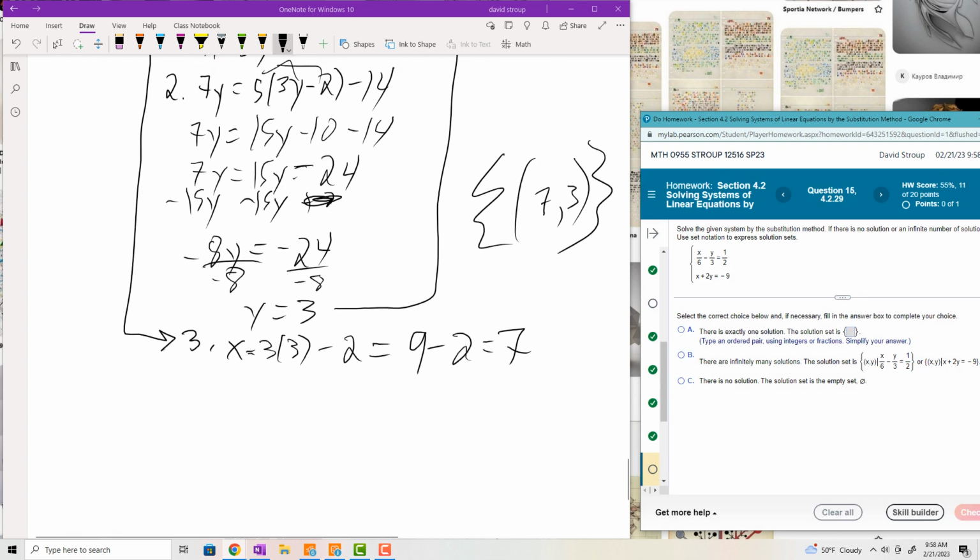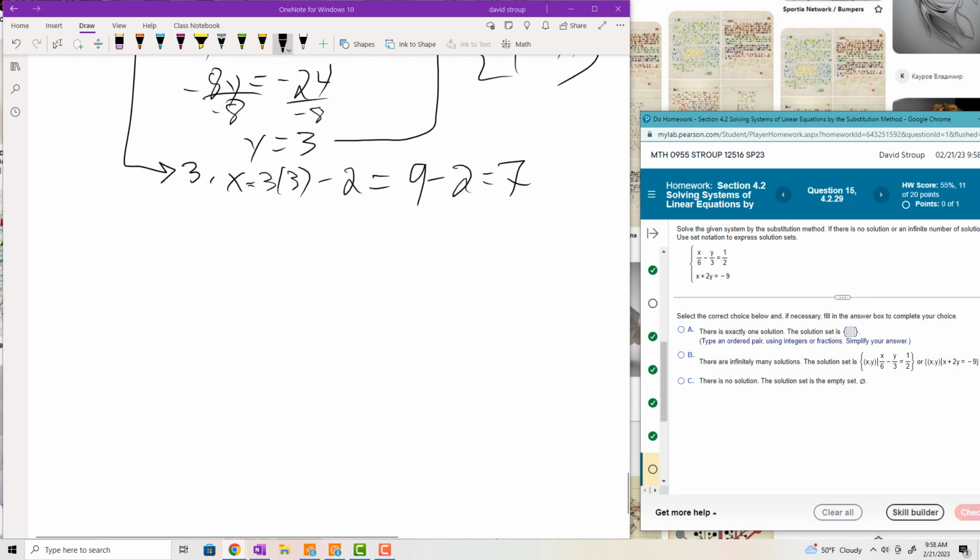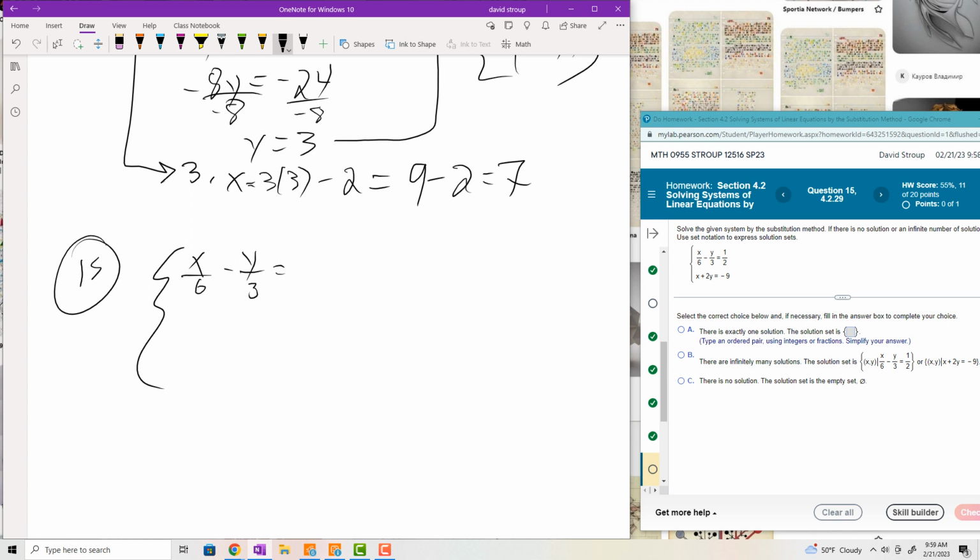So again, whenever I see fractions, I'm going to multiply to get rid of the fraction. What you do is multiply by the least common denominator of the fractions involved. So problem 15, that first equation, the common denominator between those fractions is 6. So I'm going to multiply that first equation by 6. So 6 times x over 6 is just x.